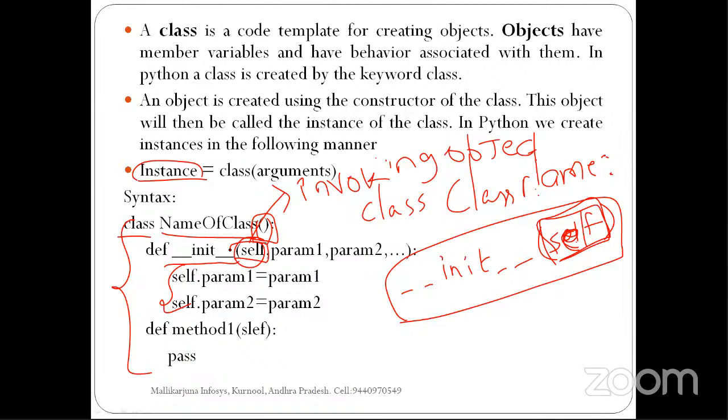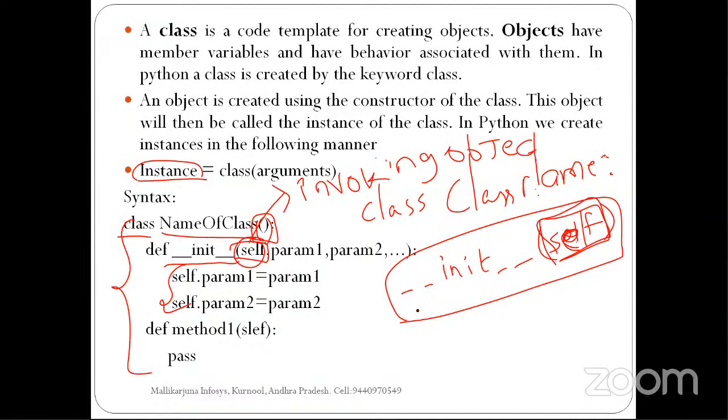Keep in mind that whatever method you define within a class, by default it should contain one parameter called self. Then, if you require any other parameters, you can define them. Even if your method doesn't require any parameters, you should keep the one parameter called self. We'll work on a small example on this one: how we define a class and what is meant by init.